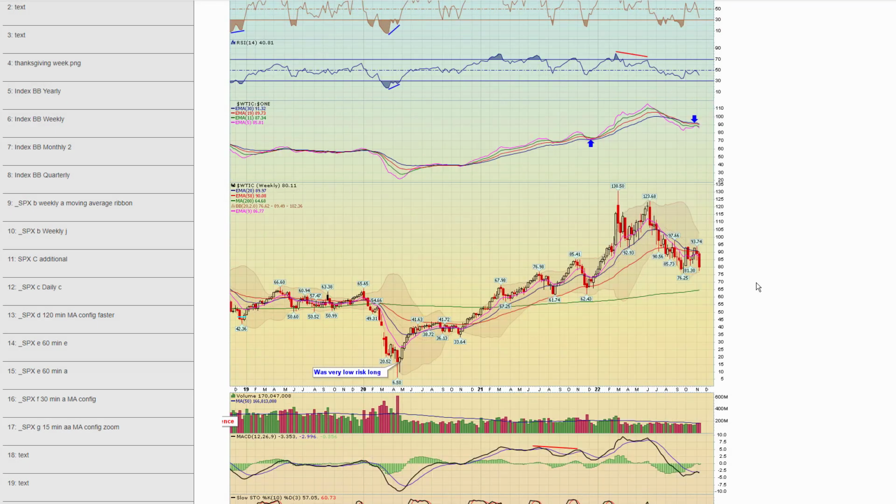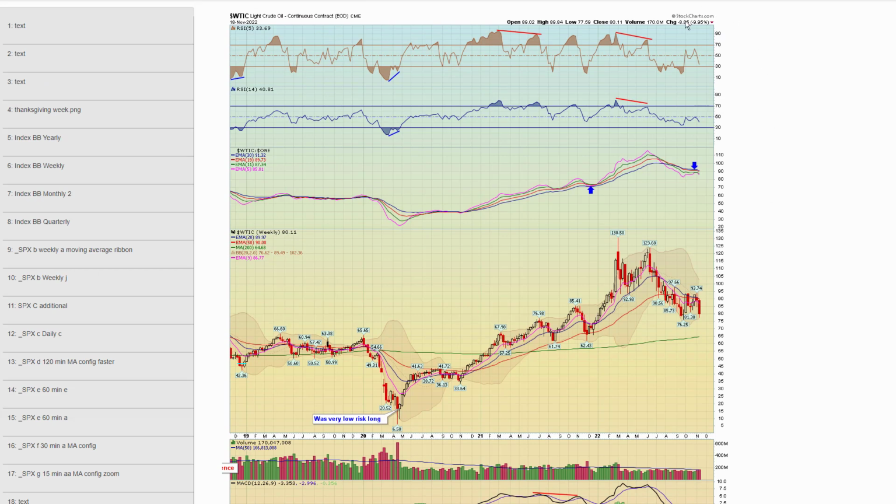Next, chart 59, crude oil down almost 10% for the week. You could see the moving average ribbon here. It flipped to the bearish side back here in July, and we had a bearish squeeze going on the previous week. Crude oil does not look good here.